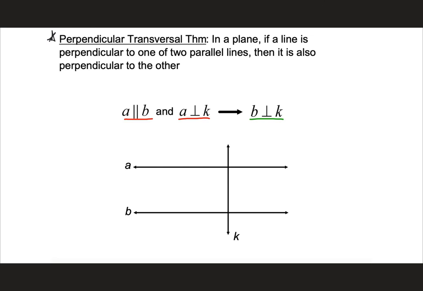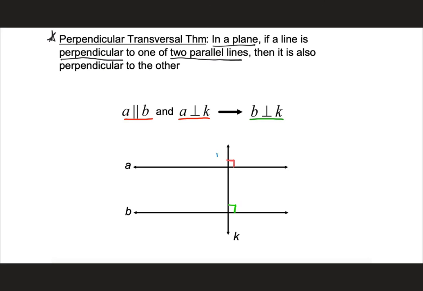Now, the perpendicular transversal theorem states that in a plane, so these have to be coplanar, if you have two parallel lines and one of those lines is intersected by a perpendicular transversal, so I'll do this one in green, red, keeping with the color scheme. So the transversal is perpendicular to one of the parallel lines, then it must be perpendicular to the other of the parallel lines. Okay? And again, you can do a real quick verbal proof of this. Like all theorems, this can be proven.